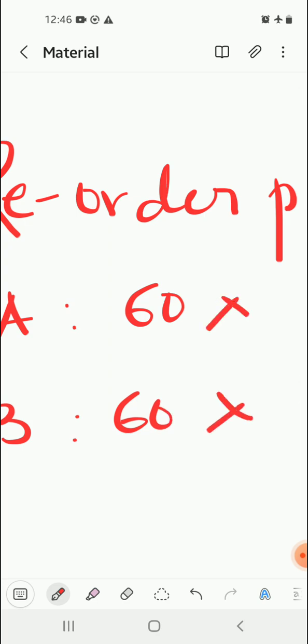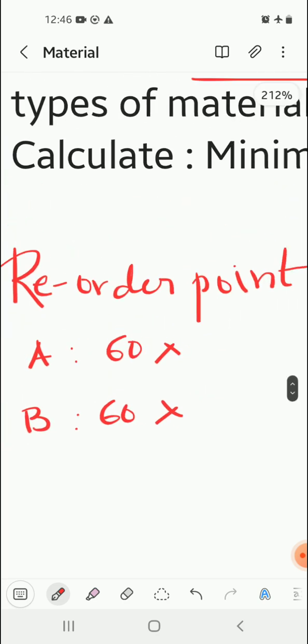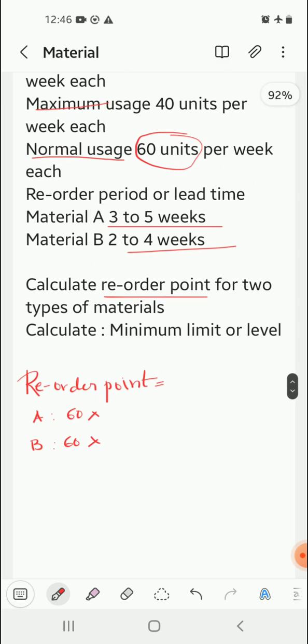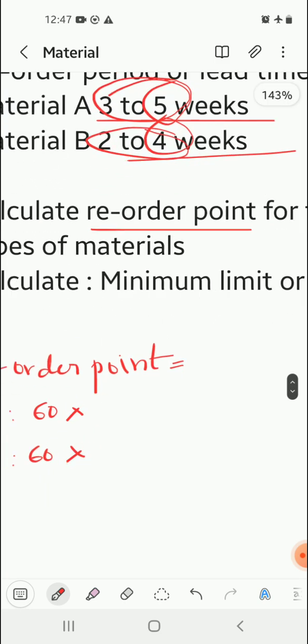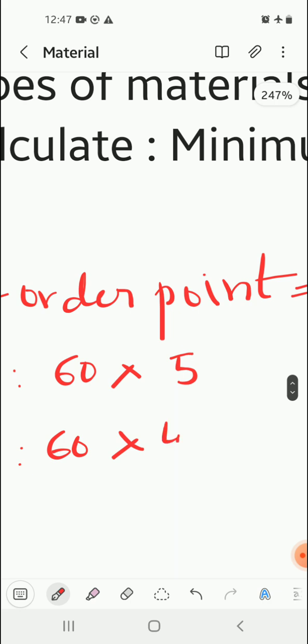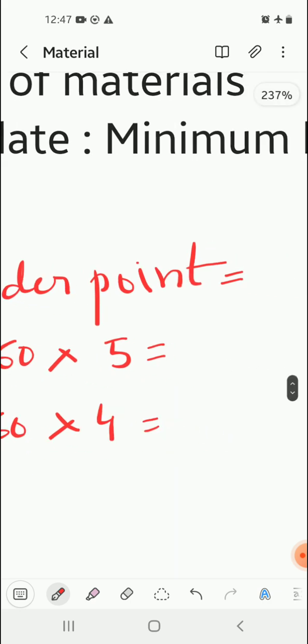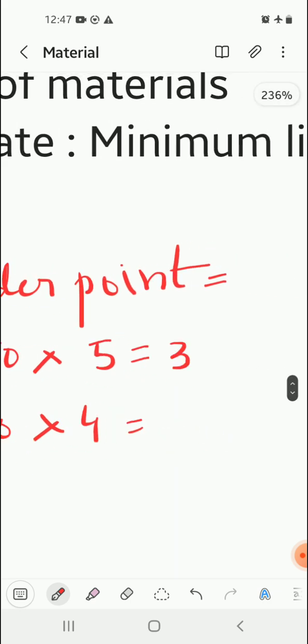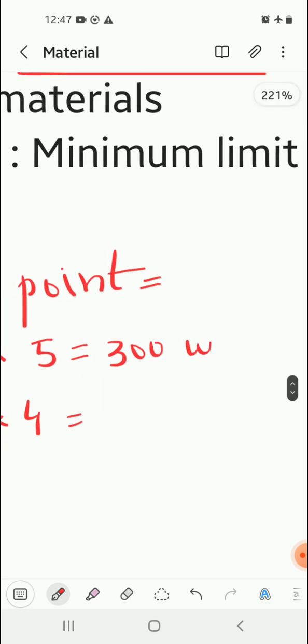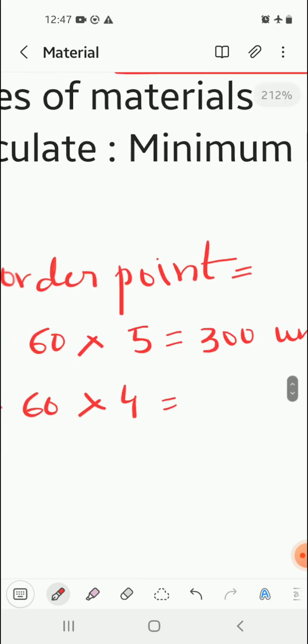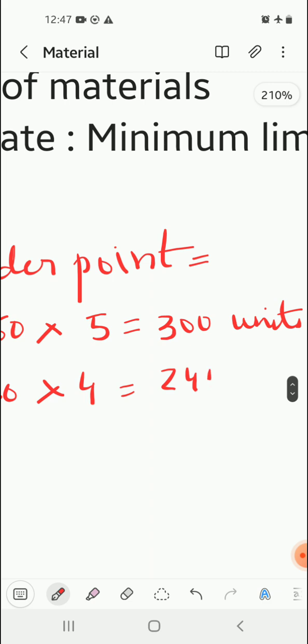Now we're going to multiply it with the lead time. Here it is material A. For material A it is 3 to 5 weeks, so we'll take the maximum one, that is 5 weeks. And here there is 2 to 4 weeks, so we'll take 4, which is the maximum. So for A it is 5 and for B it is 4. Multiply, this becomes 300 units. This becomes 240 units.